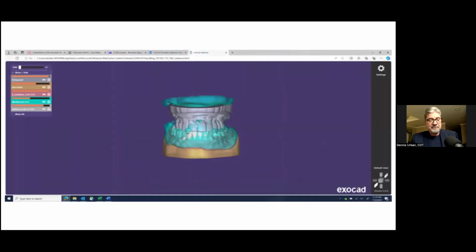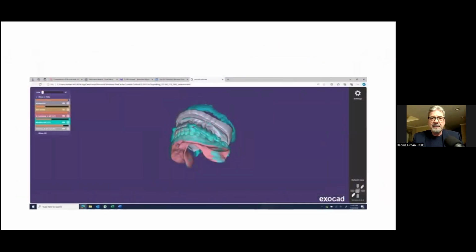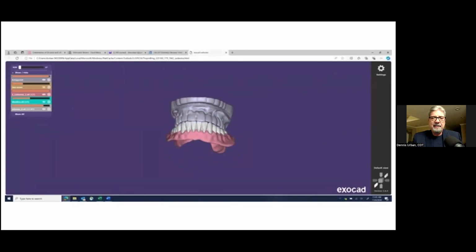So this is an actual case that we did in the laboratory a few weeks back where we did a printed try-in, and the doctor tried it in. The occlusion was off, and the case was kind of loose. So the doctor took a wash impression and a new bite registration. We got it back into the laboratory, and we printed a new try-in, and this is what we're ready to go with, a new setup and a new try-in here. It really takes very little time to do that.